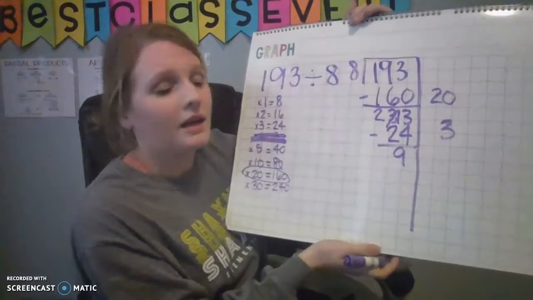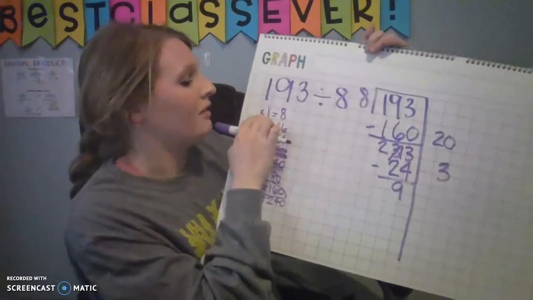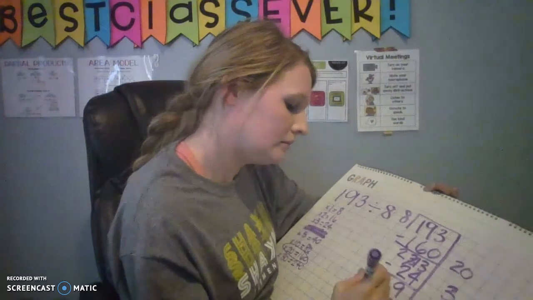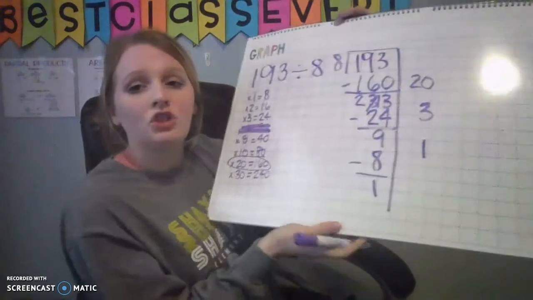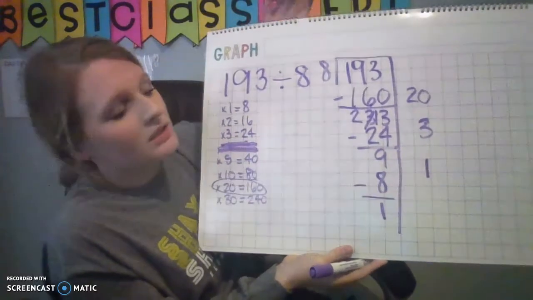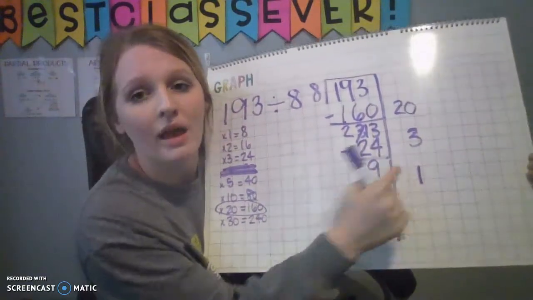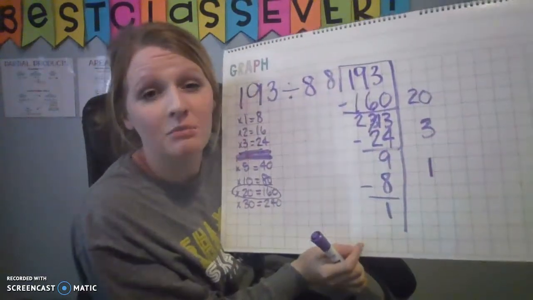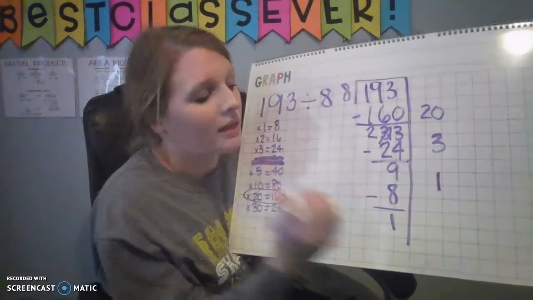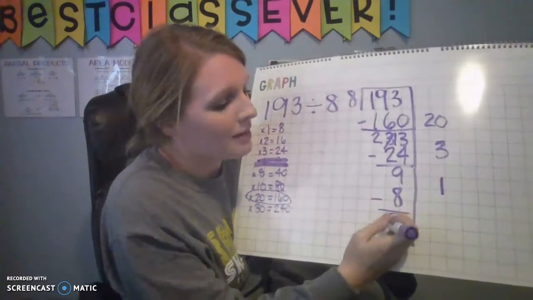I can go one more time because 9 is still bigger than 8. 8 goes into 9 one time, my fact right here. When I subtract, I'm left with 1. Had I used 8 times 4 was 32, I would have had 4 over here instead of a 3 and a 1. In this part, I just broke it up into more steps. So it took me more time, but I used the facts that I was comfortable with. So my 1 is smaller than my 8, so it's left over, and that's our remainder.